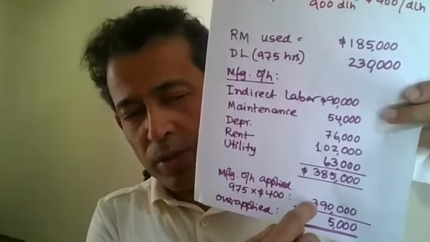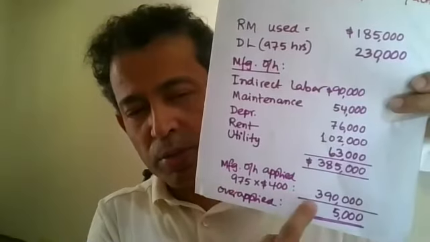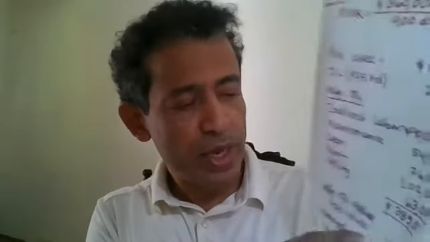This one, though, this one, not this one. This one plus these 2 is our cost of goods, total manufacturing cost. That is total manufacturing cost. You can see applied was 390, so over applied was 5,000. So that means that leads us to this.